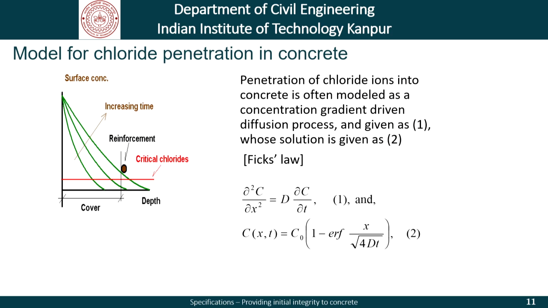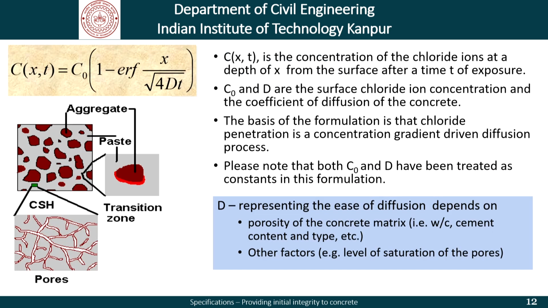Moving on, we know that chloride penetration in concrete is modeled as a diffusion process, and the diffusion coefficient here, that is D, is largely a function of the water cement ratio and the properties of concrete that we are talking about in this region, that is the cover concrete. That is what is given here as well, that the D represents the ease of diffusion.